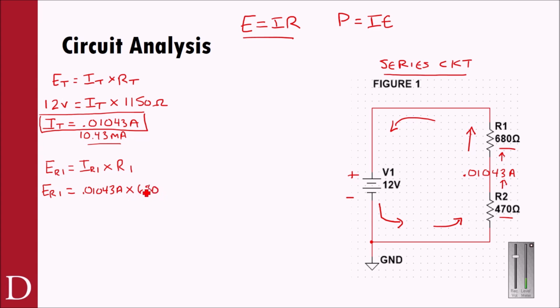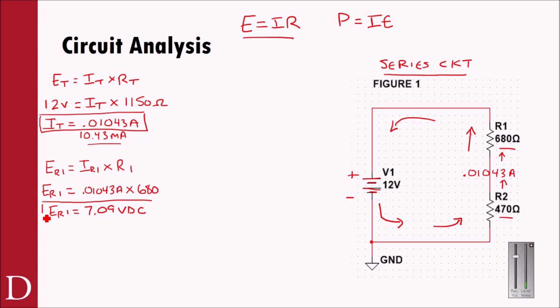All right, so if I take 0.01043 and I multiply that by 680, I get 7.09 volts. So E of R1 equals 7.09 volts. And that is in DC. We know that's in DC because this is a DC source. Okay, so there's E of R1.